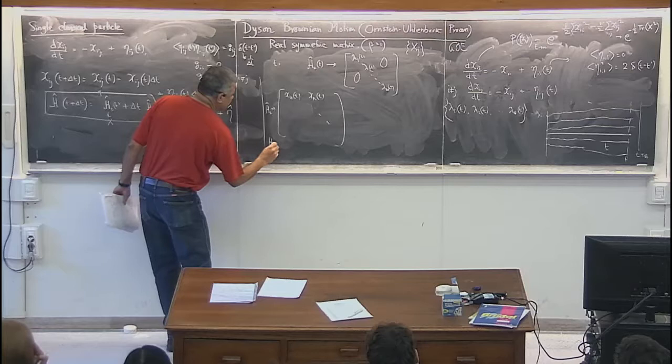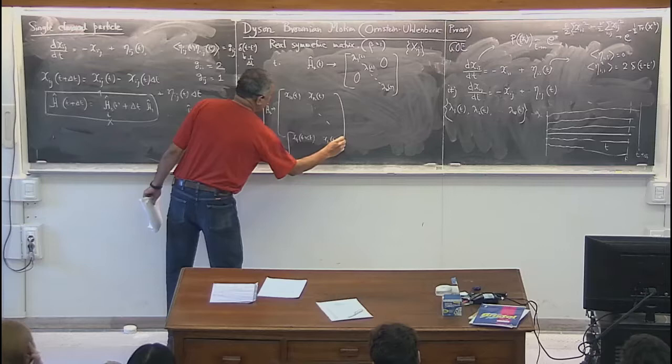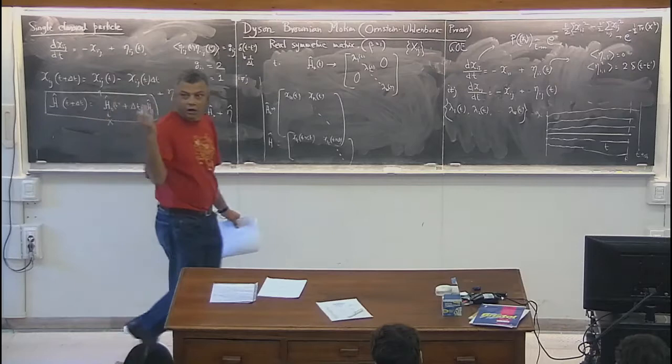So then H at time t plus delta t is just x1 at t plus delta t, x2 at t plus delta t, etc. This is just this evolution. The matrix itself is how it is evolving, okay? And now I want to diagonalize it and see how the eigenvalues evolve, okay?